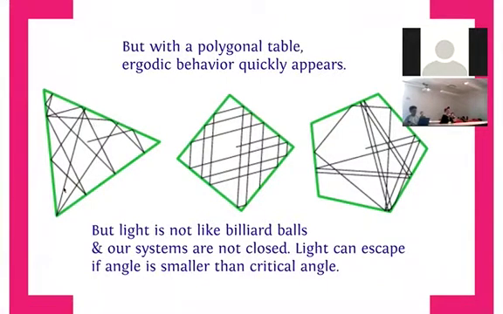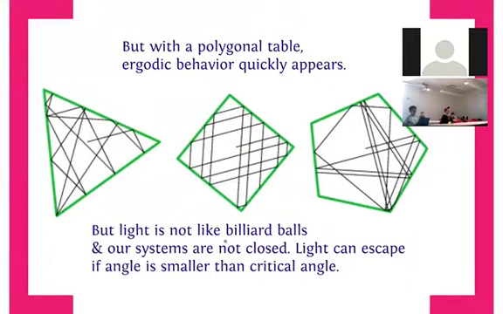So for instance, we have a triangle here. The light bounces around very, very quickly. This is showing the light essentially reflecting around and giving you randomized behavior. In a square like this, it's very regular, so there's no randomization here. So this is not ergodic. If you have a pentagon like that, it becomes ergodic. As you can see, it becomes randomized. Of course, there are differences between light and billiard balls.